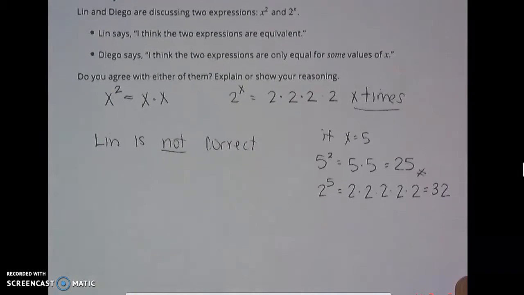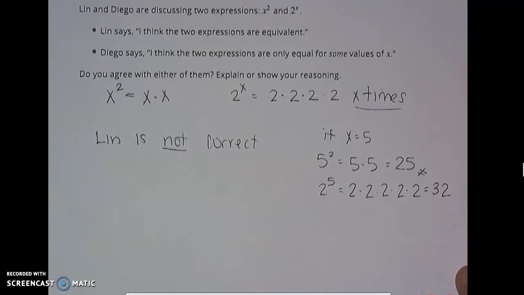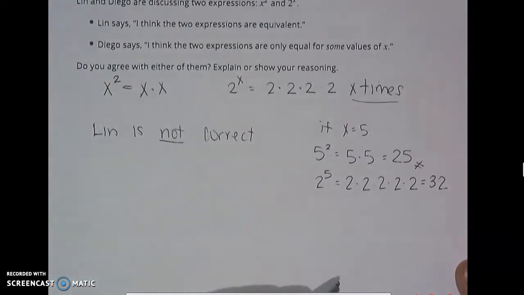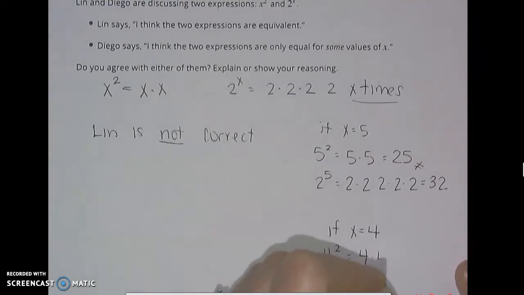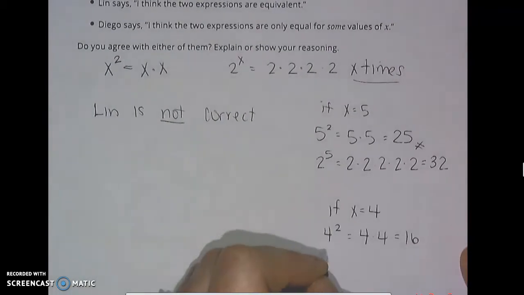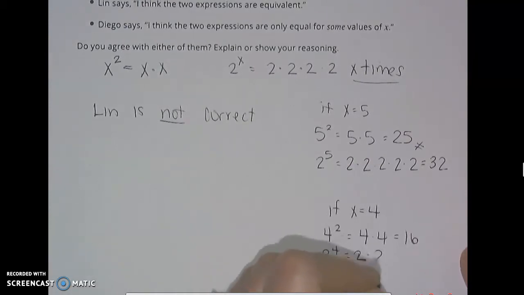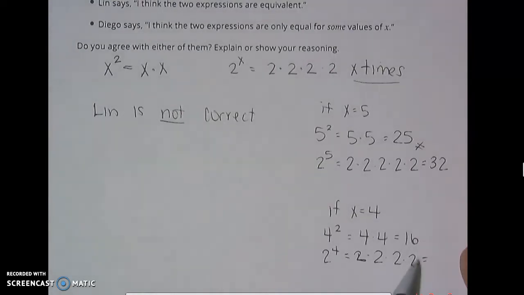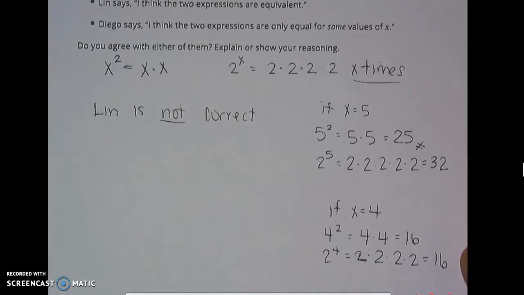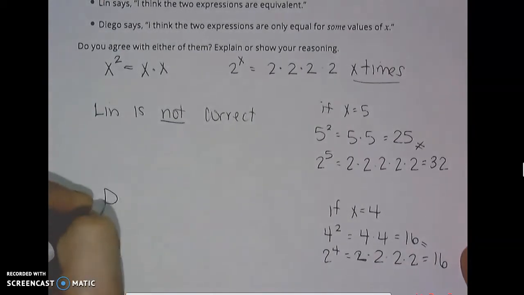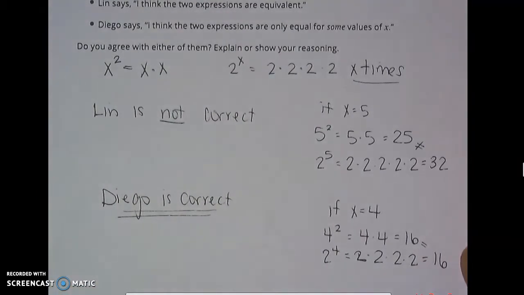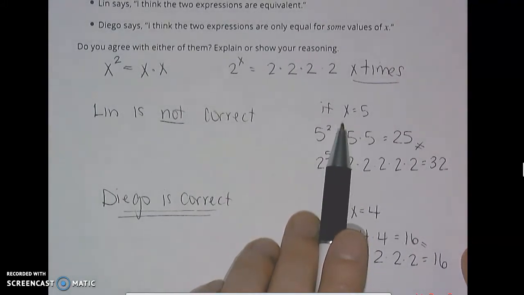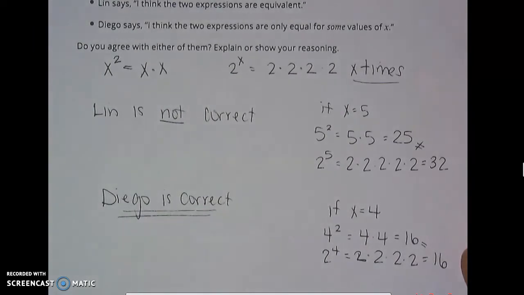Okay, let's though look at Diego. Diego is saying sometimes. So can we figure out a number that would work in this situation? We know that it's not correct if x equals 5. So let's look at if x equals 4. So 4 squared is 4 times 4, or 16. 2 to the 4th is 2 times itself 4 times, and 2 times 2 times 2 times 2 is 16. Are those two things equal to each other? So yeah, this is equal. So Diego is correct with this. It doesn't happen for all of them because we disproved it. We found a counterexample here, but it does work for at least one value. So Diego is correct.